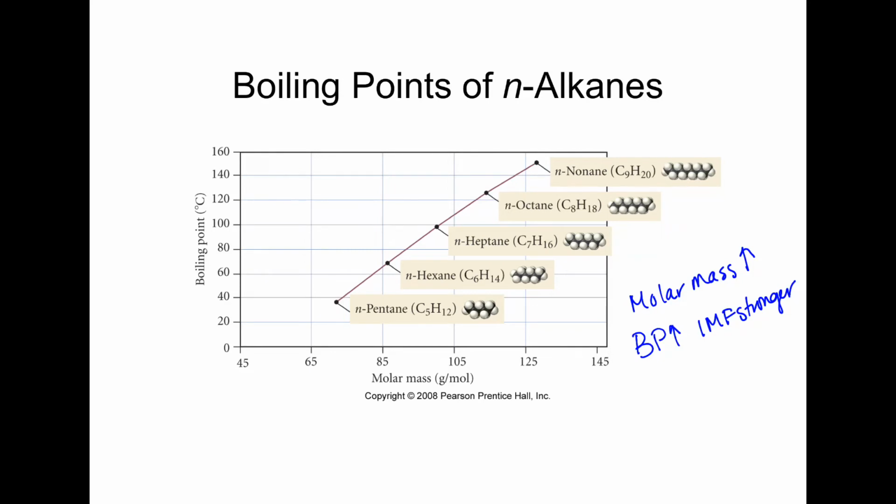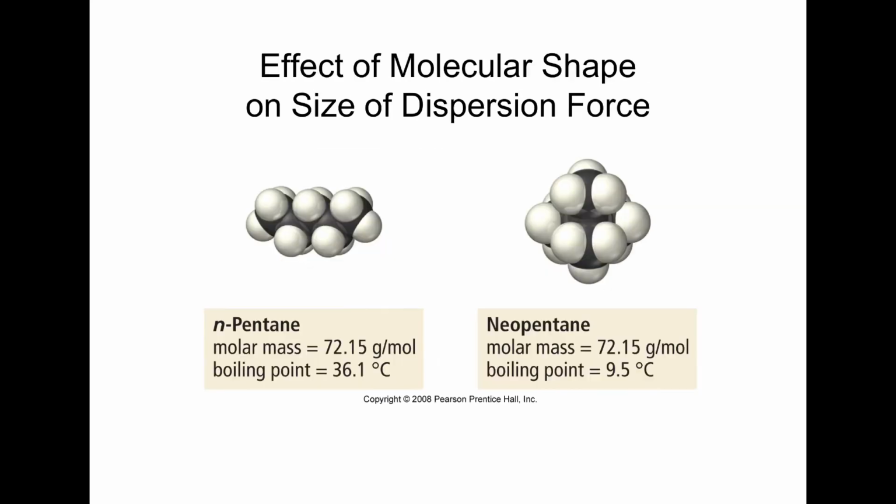So this is what happens when the molecules all have the same relative shape, like all long carbon strings. But what happens when the molecules have different shapes? Here we have two molecules that both have the same chemical formula. They both are C5H12, but they have different configurations. This one is a carbon chain.